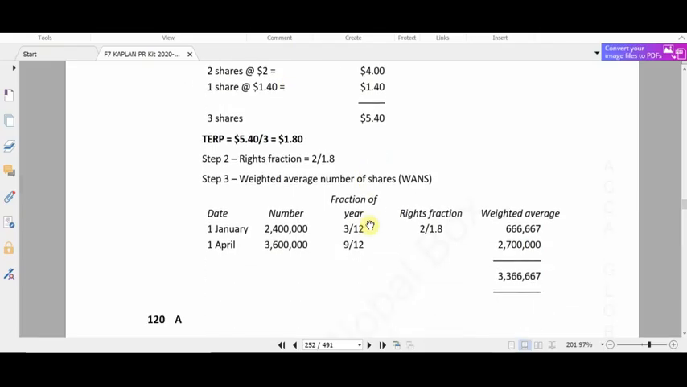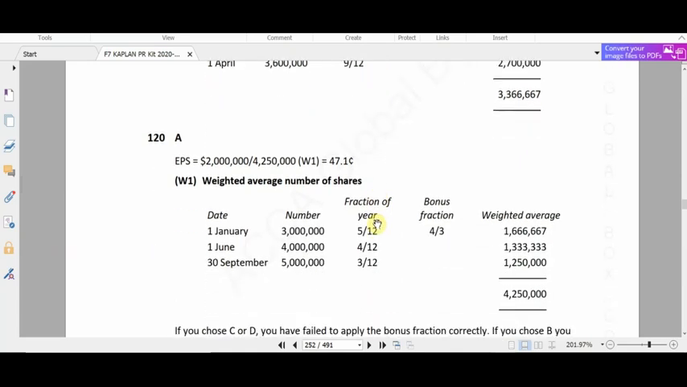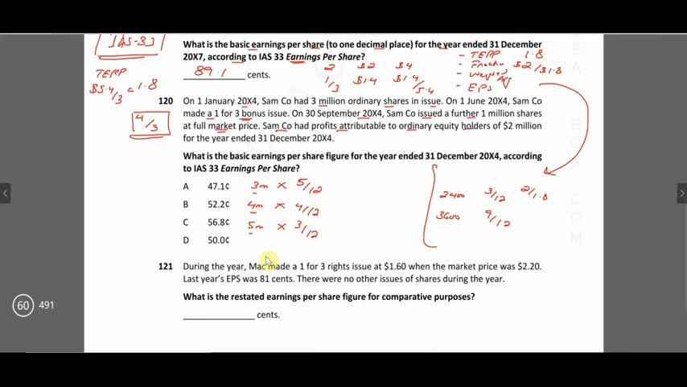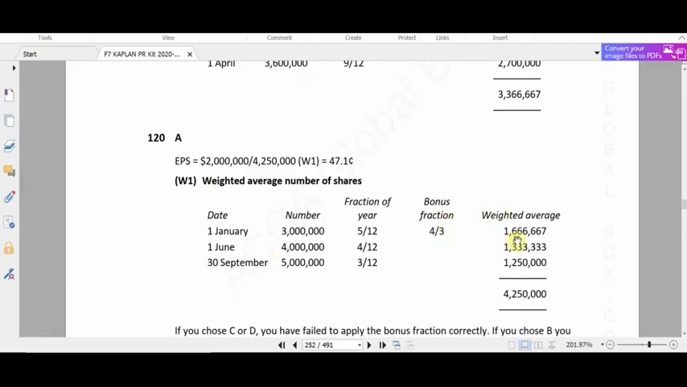So let me show you the answer, how we are going to calculate it. But we know that whenever there is a bonus fraction, we assume it at the start of the year. So we are going to multiply the bonus fraction which we calculated, 4 by 3, over here. And then we get the answer. So the weighted average number of shares is 4,250,000.